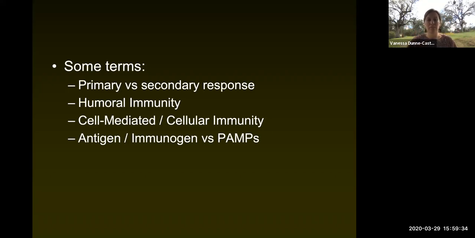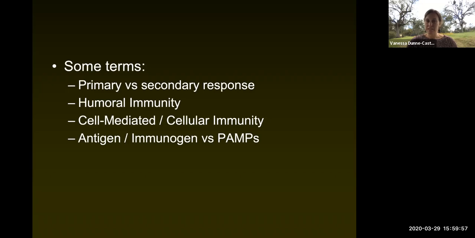So they're kind of primed. I know I used this word before, but they're partially differentiated. But the great thing about these memory cells is that they can become activated on a very, very short time frame. So the secondary response that you see here is essentially the second or any future time you come in contact with that exact same pathogen, or one that's very, very similar to it.